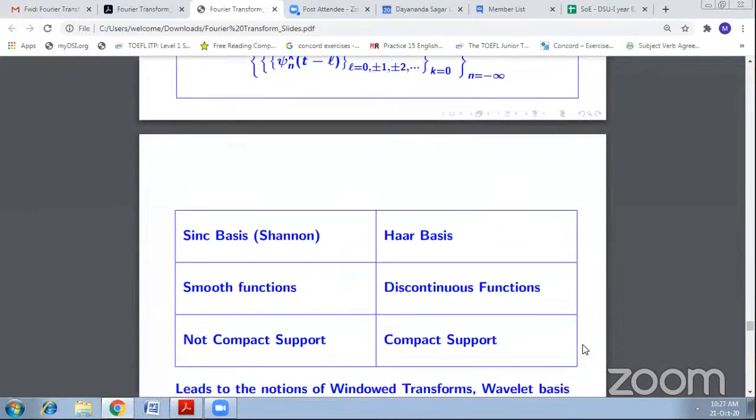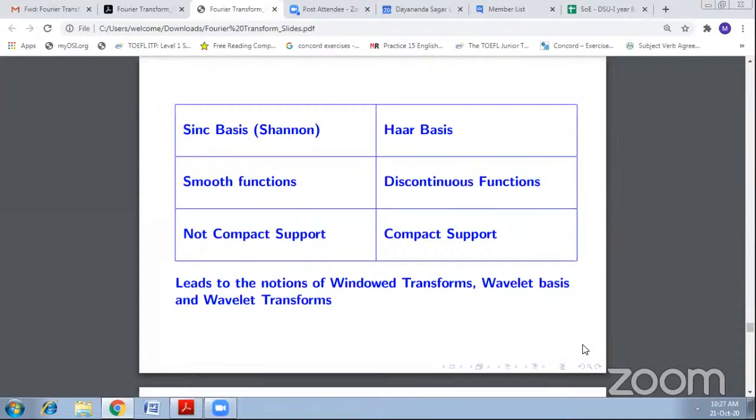Now we have on the one side the Haar basis, on the other side we had the Shannon type sinc basis. There are advantages and disadvantages. The sinc basis was smooth, the Haar function basis was discontinuous. But the sinc function lives for a long time. It is non-vanishing in the entire interval, whereas the Haar basis lives only in a short interval. So each basis has an advantage and disadvantage. We want to catch hold of the advantages of both sides and construct bases like this. And that is what led to the modern versions of window transform, wavelet basis, and wavelet transforms, which are essentially modern generalizations of Fourier transforms or Fourier analysis.